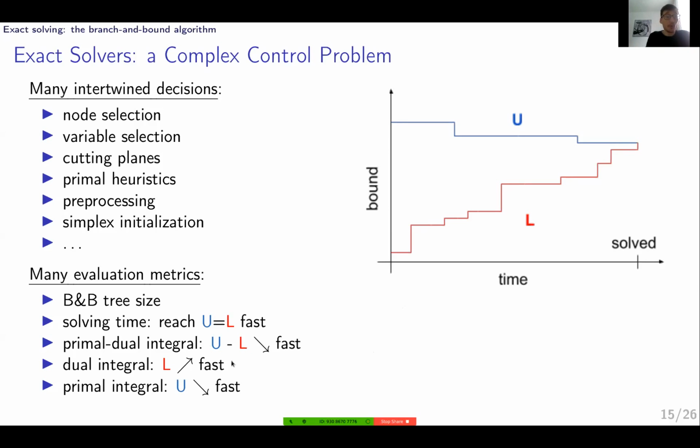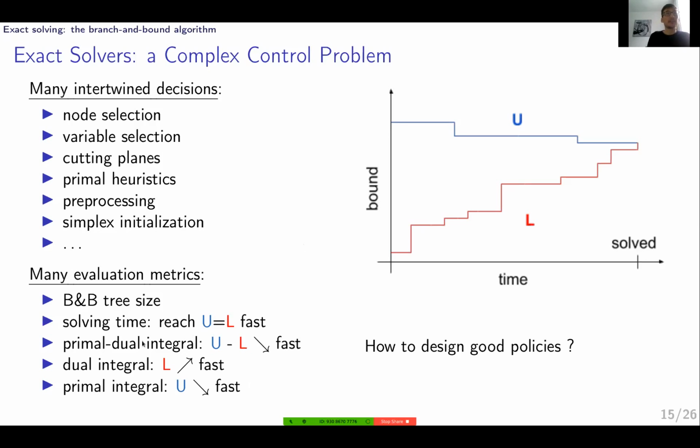Or maybe for some problems, you just want to prove optimality. So maybe you're only interested in the lower bound going up fast. And sometimes you cannot really prove optimality, so you're only interested in bringing the upper bound down fast, which means you are only interested in providing good feasible solutions fast. In that scenario, you would actually go back to approximate algorithms, the same as the ones Elias presented in the previous parts, where you don't have a lower bound and you don't have guarantees. You just want to find good solutions fast. So there are many metrics to evaluate branch and bound solvers.